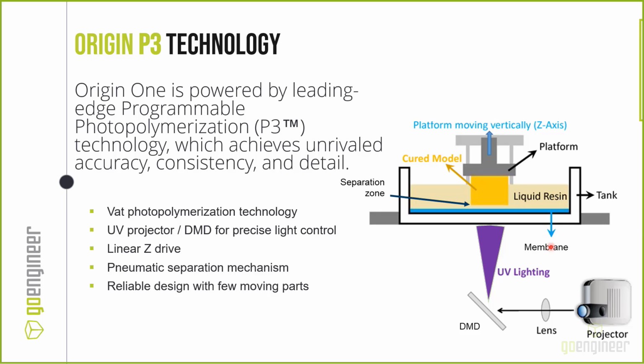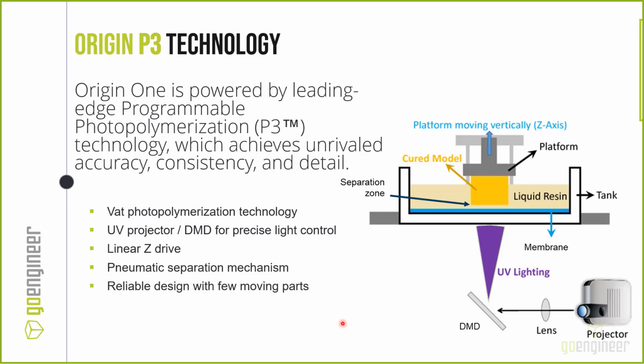And see, there's a membrane right here, and that's important. It functions similarly to how the recoater functions in the stereolithography machine. It breaks the part away from the bottom of the tray so that you can lift the part up and then print the next layer underneath.